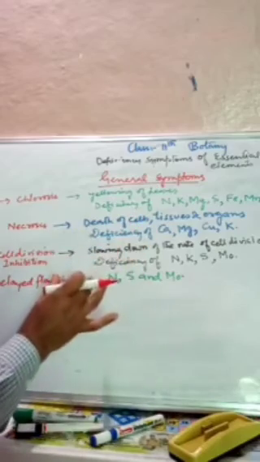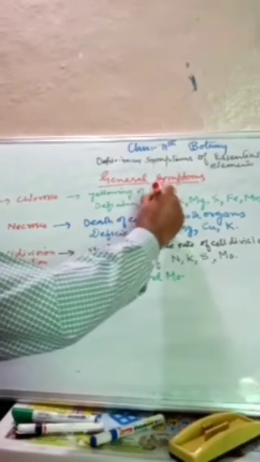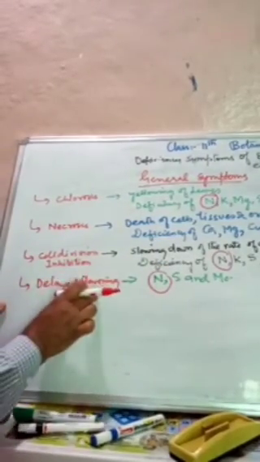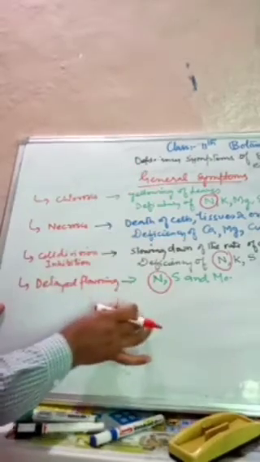So we will see that the deficiency of one element can cause so many morphological and structural changes. For example, nitrogen causes chlorosis. This nitrogen is also the cause of cell division inhibition. This nitrogen is also the cause of delayed flowering. So we will see an element जो होता है, that the deficiency of one element can cause many morphological and structural changes.